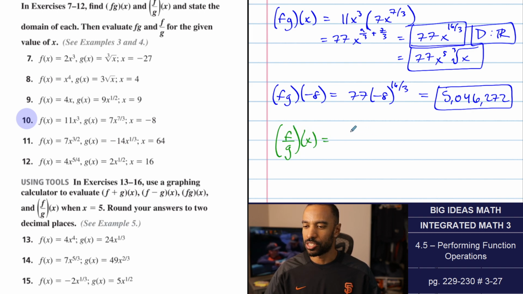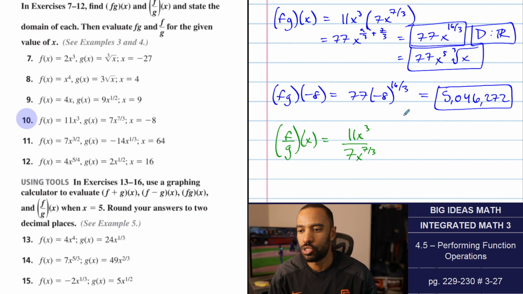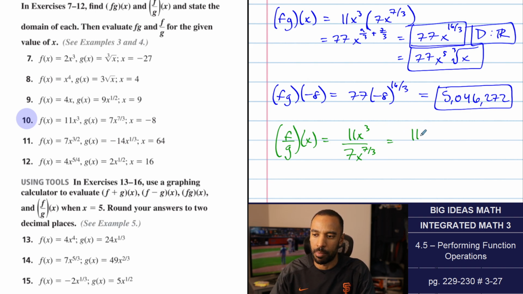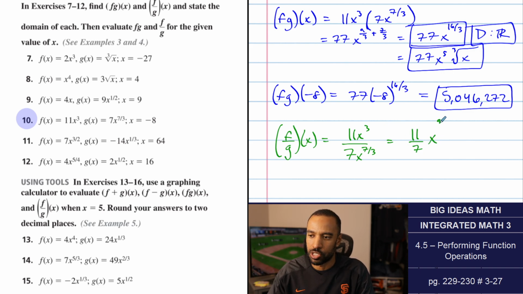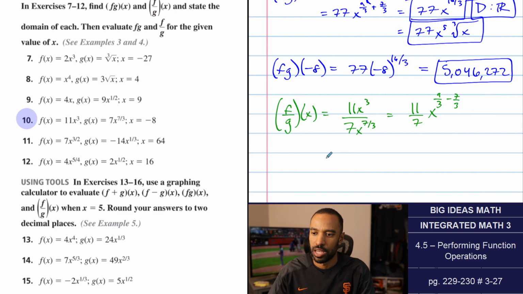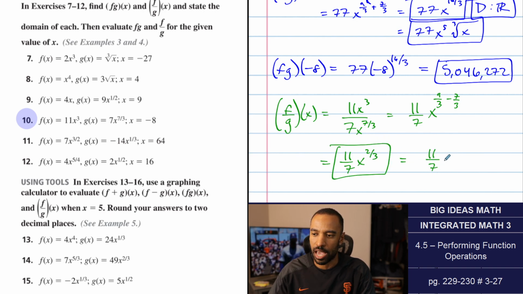f over g of x equals 11x cubed over 7x to the 7/3. Okay, let's see. Not rationalizing the denominator this time, let's do subtraction of these. Now 11 over 7 remains as is. There's nothing we can do with that. 11/7 is just what it is. This is 9/3 still, right? 9/3 minus 7/3 is what's happening here when you divide these, and that'll be to the 2/3 power. So this is 11/7 x to the 2/3 power. There's a version of the answer and a fine one. This is also 11/7 times the cube root of x squared.